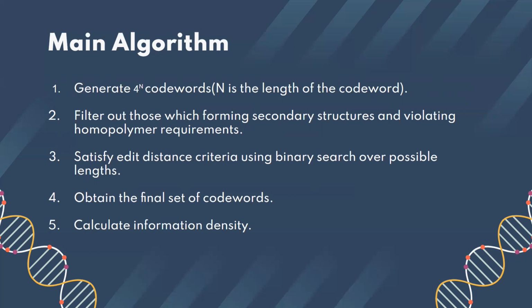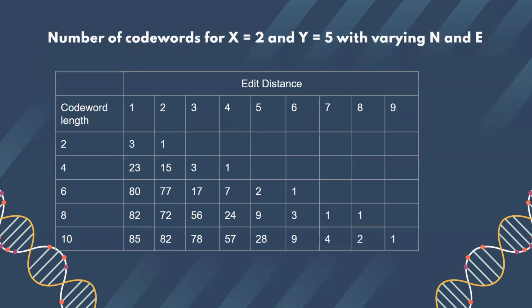And after that, we will calculate the information density, assuming that we are using all those code words for symbolizing that number of symbols. So this is the main algorithm.